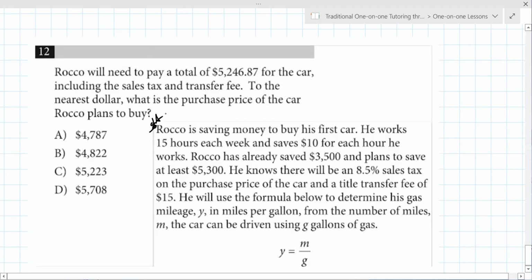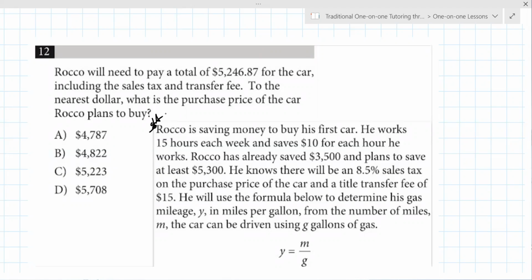Rocco is saving money to buy his first car. He works 15 hours each week and saves $10 for each hour he works. He's already saved 3,500 and plans to save at least 5,300. He knows there will be an 8.5% sales tax on the purchase price of the car and a title transfer fee of $15. He will use the formula below to determine his gas mileage Y in miles per gallon for the number of miles M the car can be driven using G gallons of gas.